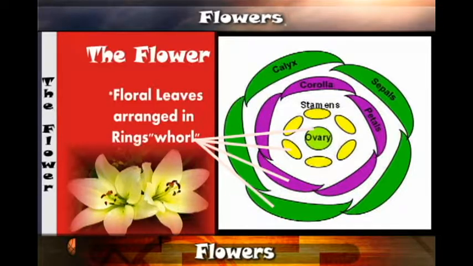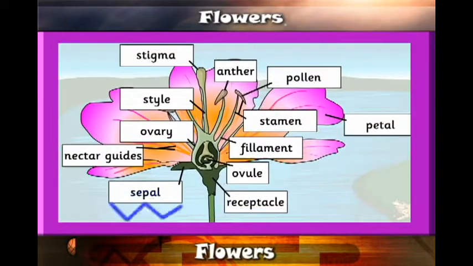And a flower is made up of sepals. Sepals form what we call the calyx. It's made up of petals. Petals are the ones that form the corolla, and it's made up of stamens. Stamens are the ones that form the androecium, and we know that the androecium is the male part of the flower. And then we have the carpels. Carpels, those ones form the gynoecium. Gynoecium, this is the female part of the flower.